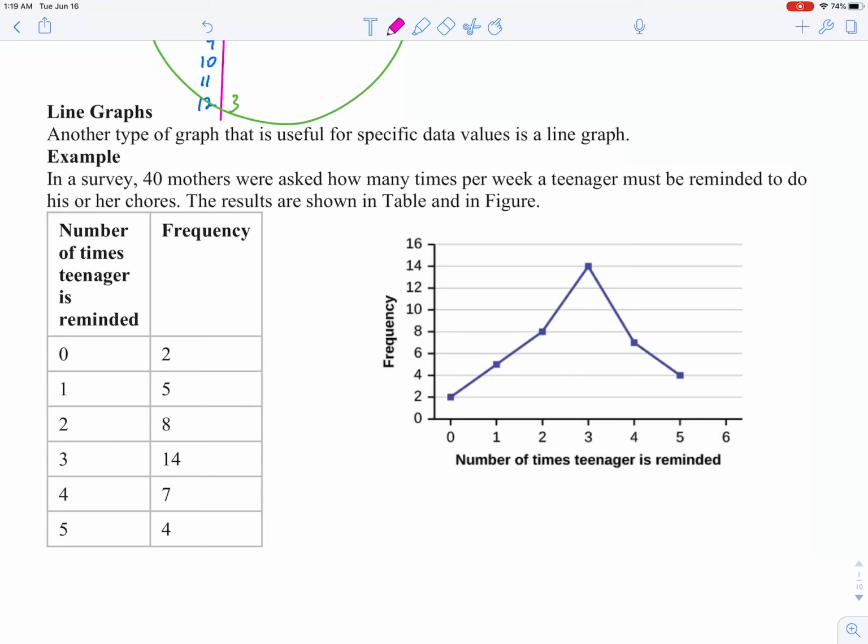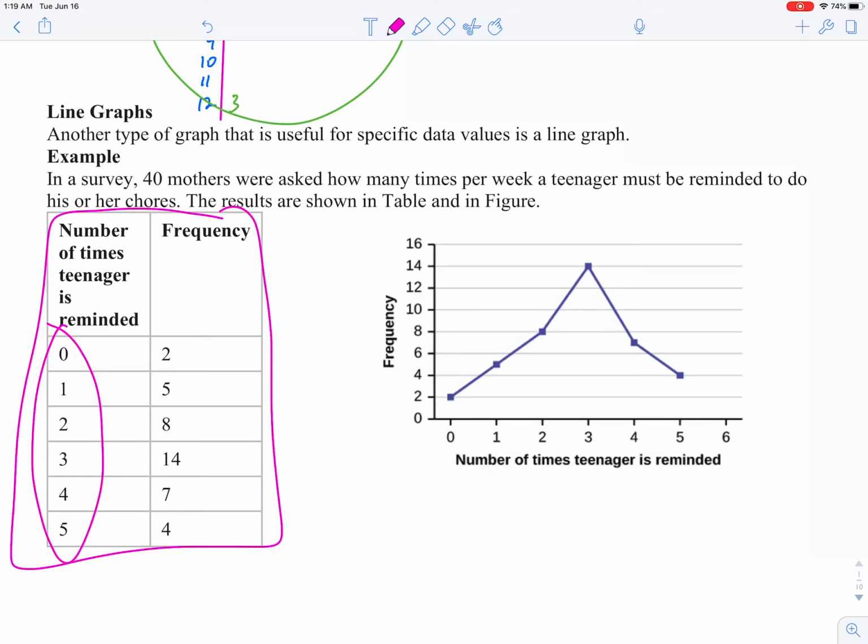Here's an example. In a survey, 40 mothers were asked how many times per week a teenager must be reminded to do his or her chores. The results are shown in the table and in the figure. So this is a frequency graph, right? We've talked about these, a frequency table. On the left side here is the number of times the teenager is reminded, anywhere from 0 to 5 times.